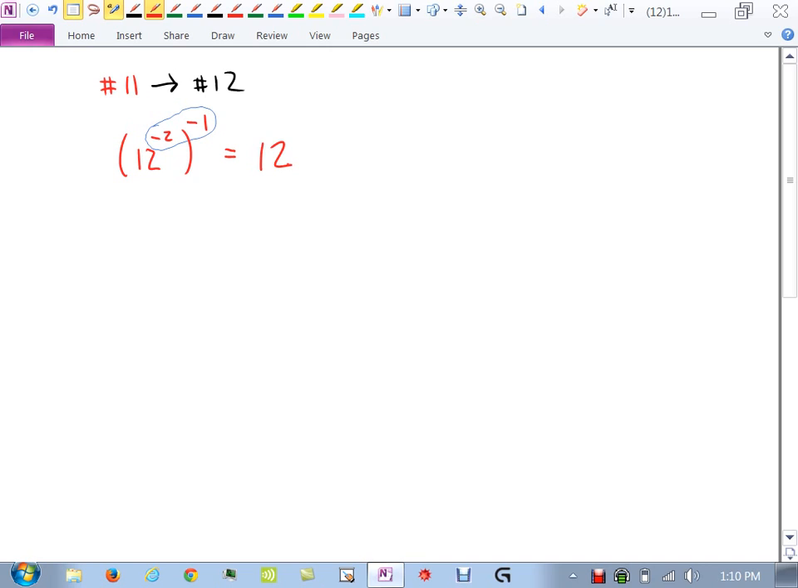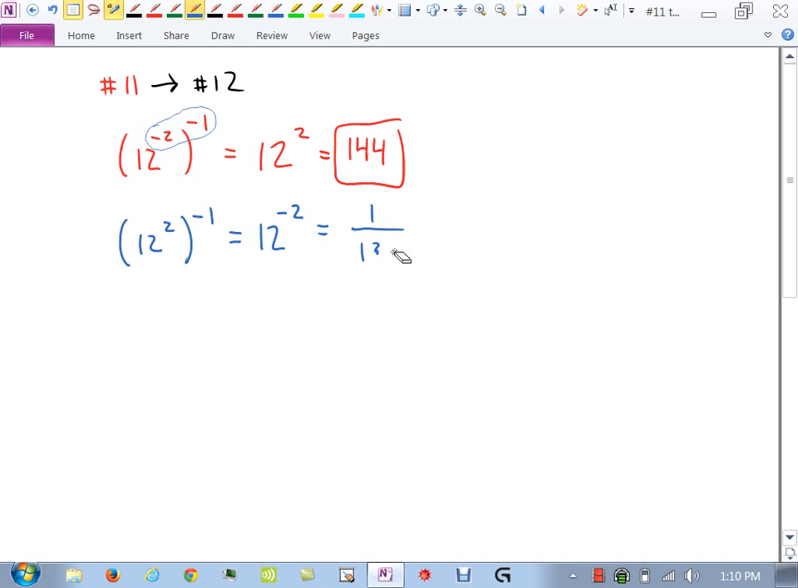Okay, let's multiply, right? Power to power rule. That's a 2. Hey, what's that? 144. And just because I need to throw something else in here, what would it have been if it would have been that instead? Yeah, it would have been 12 to the negative 2, and we don't like negative powers, so we go 1 over 12 squared. Whoa, 12 squared, 1 over 144. So that's the difference between those two.